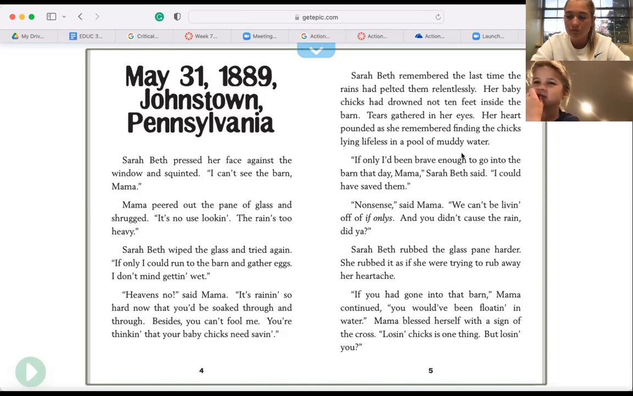Like maybe pelted them hardly. Mm-hmm. Or on and on. Like it went on and on. Right. So we know that she remembers the last time it had pelted them. So you said it did it hardly, like a lot, because what other word is used in the sentence that makes you think that it's hard? Pelted, because what does pelted mean?